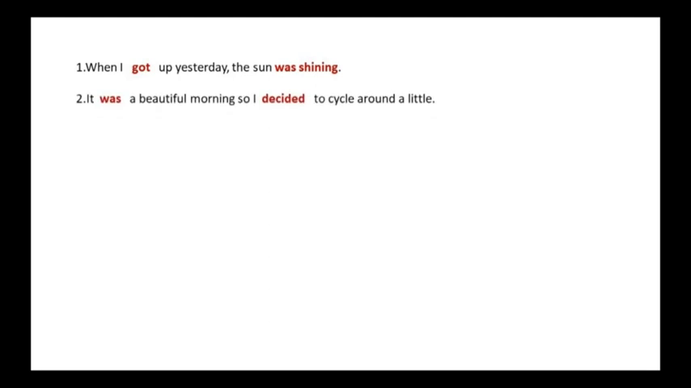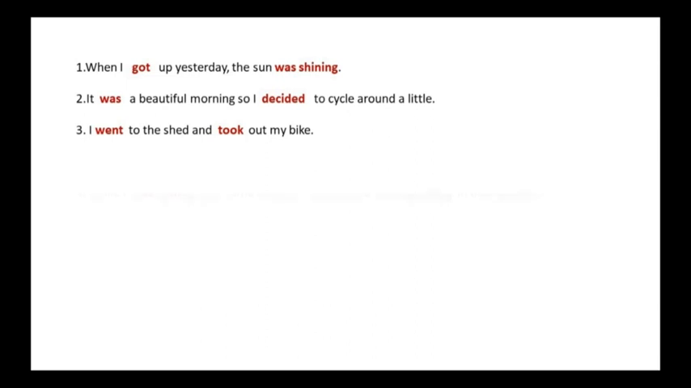Let's check your answers. 1. When I got up yesterday, the sun was shining. Andy told us he got up, that is finished action, but something was going on outside. The sun was shining, so that is the action in progress. 2. It was a beautiful morning, so I decided to cycle around a little. 3. I went to the shed and took out my bike. Was, decided, went, took. They are all simple past actions, happened one after the other.